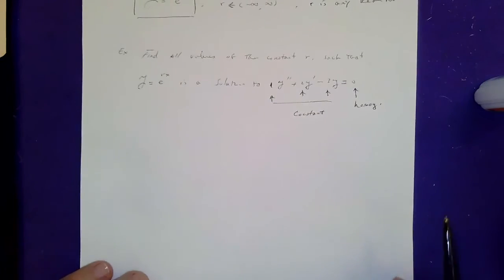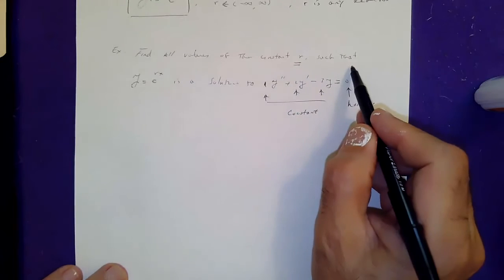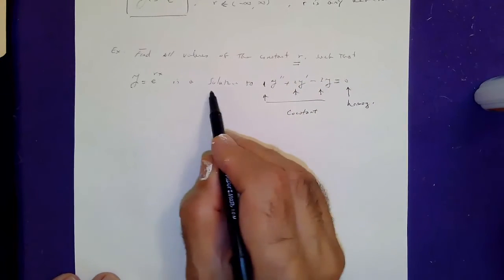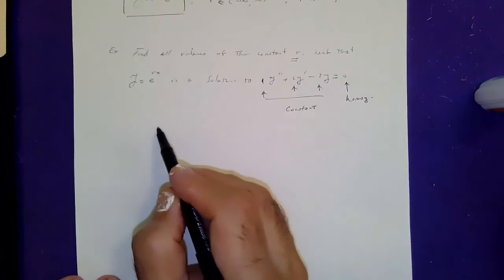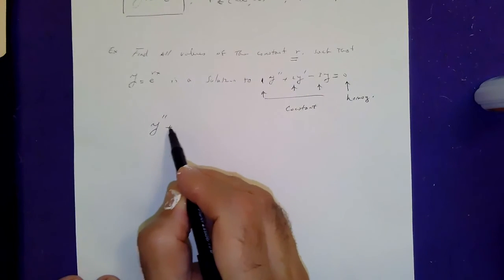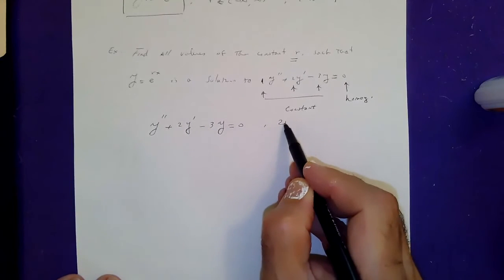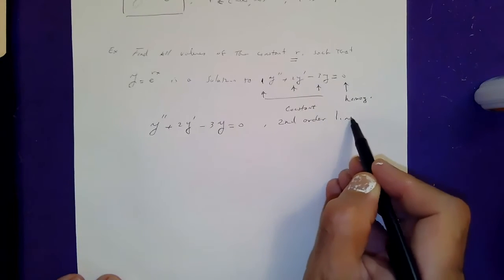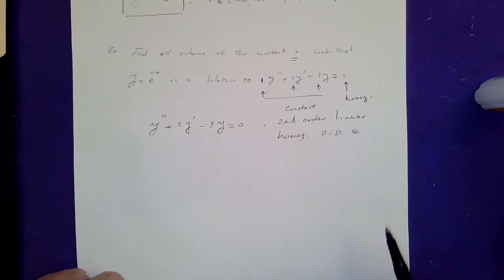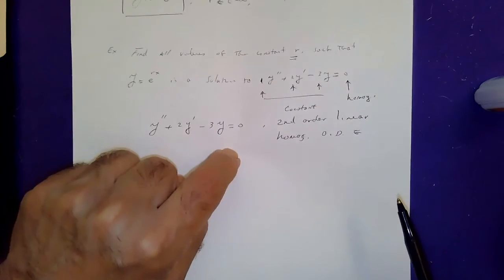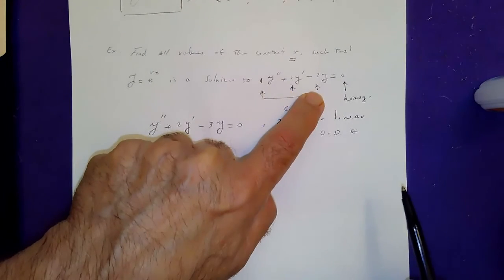So the idea is not to solve this equation, but to find all values of the constant r such that this guy is a solution to this second order linear homogeneous differential equation. So let me write that down. Y double prime plus 2y prime minus 3y equals 0. It's called a second order linear homogeneous ODE.